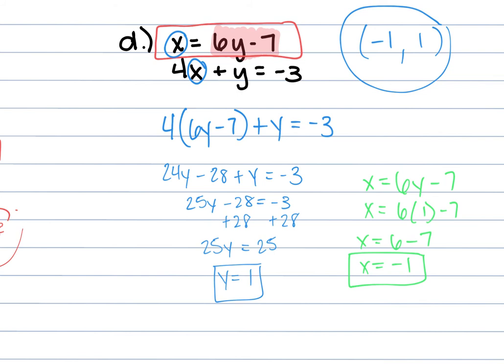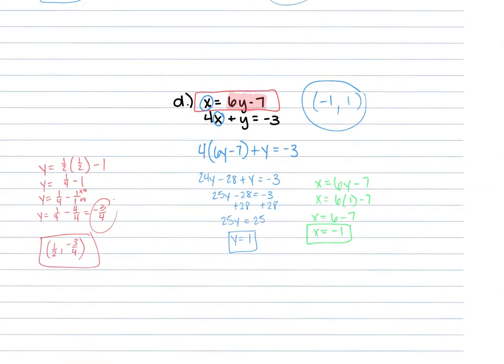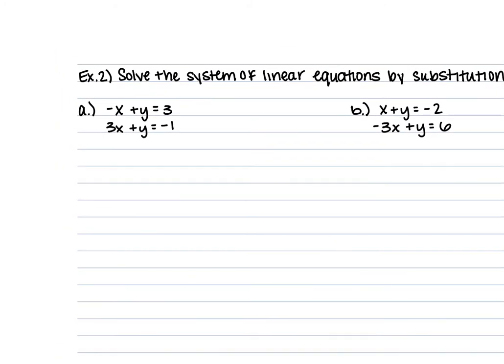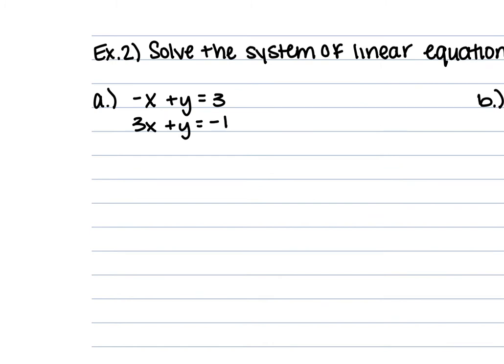We're good? Okay. What do we do when a variable isn't solved for? Let's check out the next slide, people. Okay? Example 2 says solve the system of linear equations by substitution. Look at letter A. Are either of my equations solved for a variable? No. They have x and y on both sides. So all we need to do is one quick, easy step. Take the first equation and rewrite it as negative x plus y equals 3. So write it the exact same way.